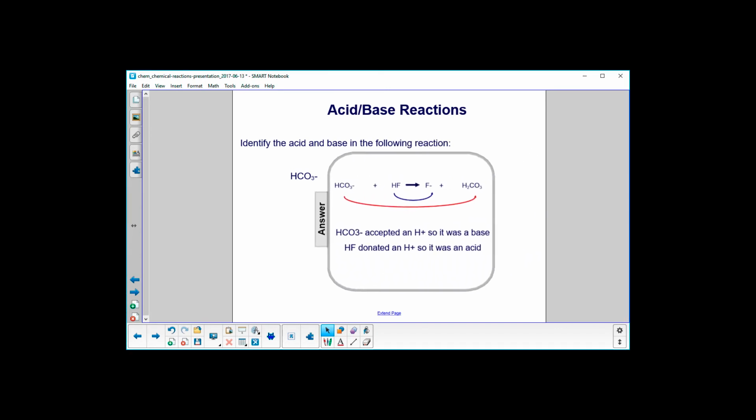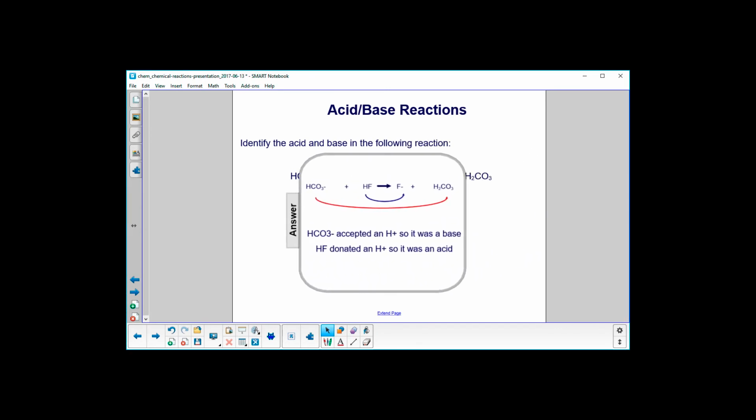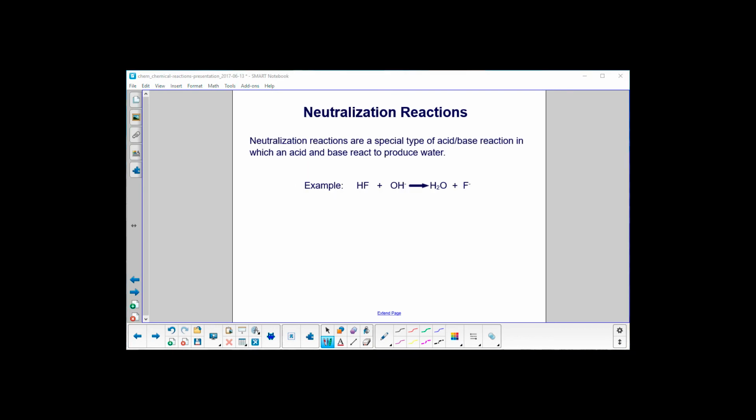Okay, so let's try it. We can see how the HCO3- becomes H2CO3. So it accepts an H+. So here's your base over here. The hydrogen fluoride here donates an H+. So this is an acid.